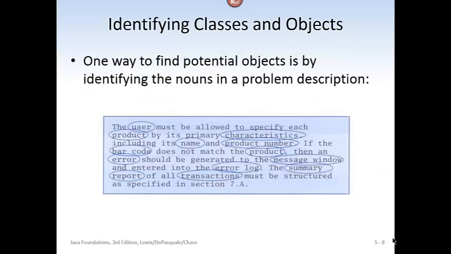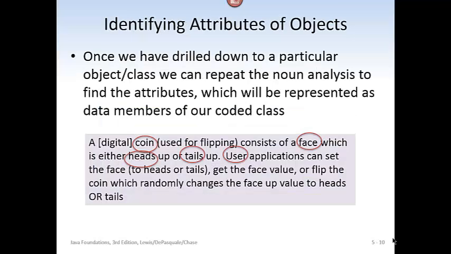Here's a narrative for a problem description, and a good way to start is to circle the nouns. That will help us identify classes and objects within the program problem domain. Here's another example. I've already drilled down to a particular class object that we want to code. This is the coin class that was used as an example in the forum.